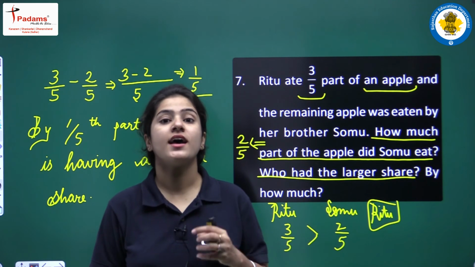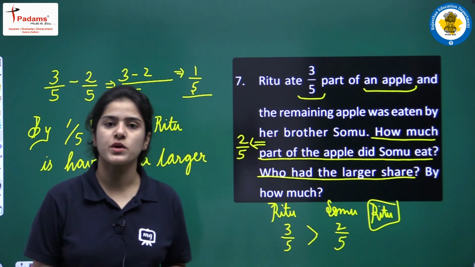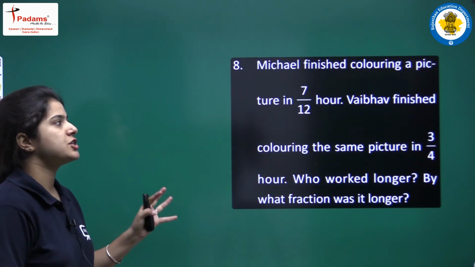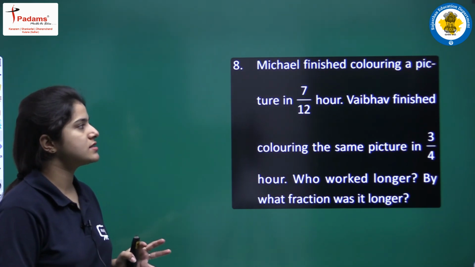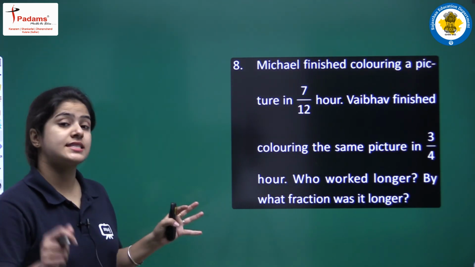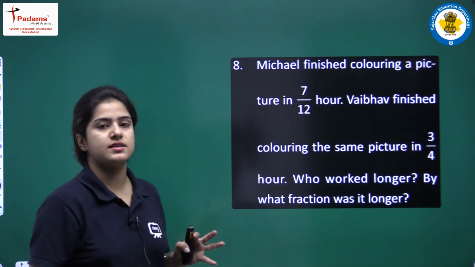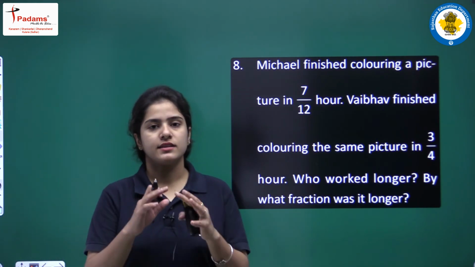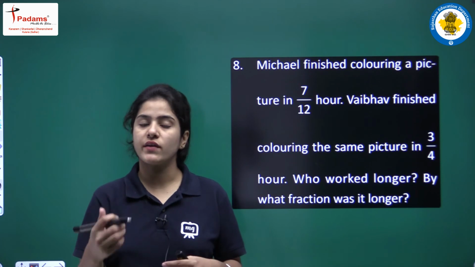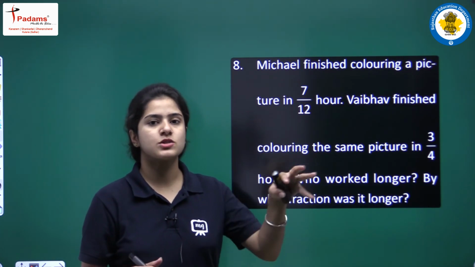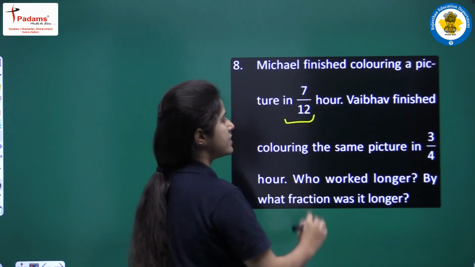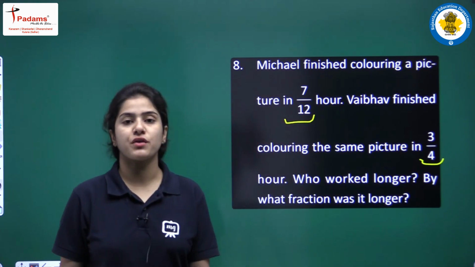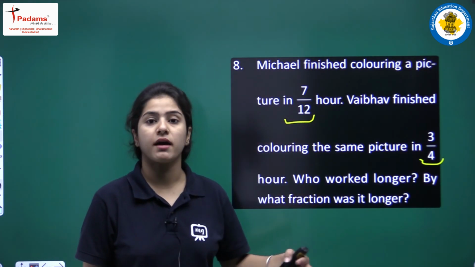Alright students, now we'll discuss the next question and the last question of exercise number 2.1. The question says, Michael finished coloring a picture in 7 upon 12 hours, and Vaibhav finished coloring the same picture in 3 upon 4 hours. Who worked longer and by what fraction was it longer? Vaibhav and Michael are both coloring the same picture. Michael is doing the coloring in 7 upon 12 hours, whereas Vaibhav is doing the same in 3 upon 4 hours. Now we have to find out who worked longer and by how much fraction.